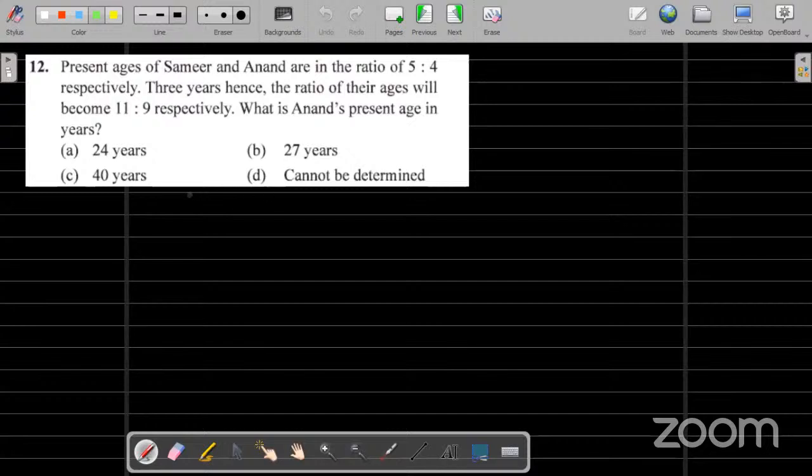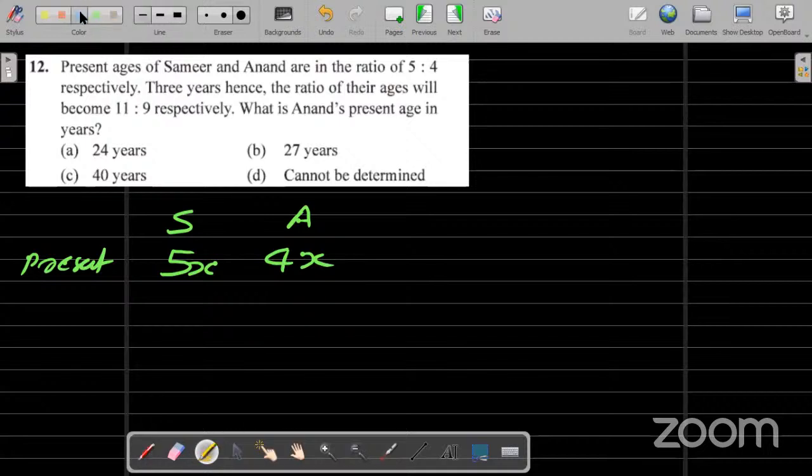So we have 2 people, Samir and Anand. Let their present ages be 5x and 4x. Why? Because it is given that the present ages of those 2 people are in the ratio 5:4. So let the present ages of Samir and Anand be 5x and 4x.